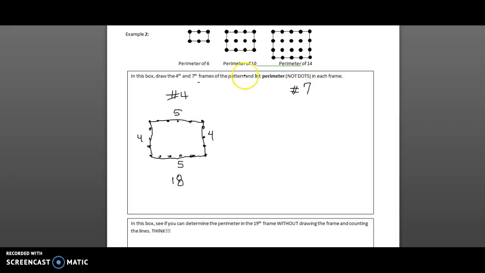So I am going to explicitly take a look at how many dots I need. On the 1st frame I had 3. On the 2nd frame I had 4. On the 3rd frame I had 5. So it seems to me I need 2 dots more than the frame that I'm on. So if I'm on the 7th, I'm going to need 9.